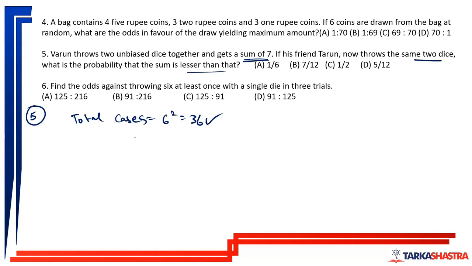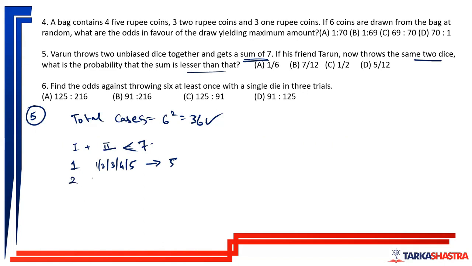Okay. Now the sum of the 2 throws should be less than 7. So if in the first throw I get 1, then in the second throw 1 will work, 2 will work, 3, 4, 5 will work. So these are 5 possible cases. So 1 1, 1 2, 1 3, 1 4, 1 5 are possible cases. 1 6 is not possible because the sum will become equal to 7 and we want it less than 7.